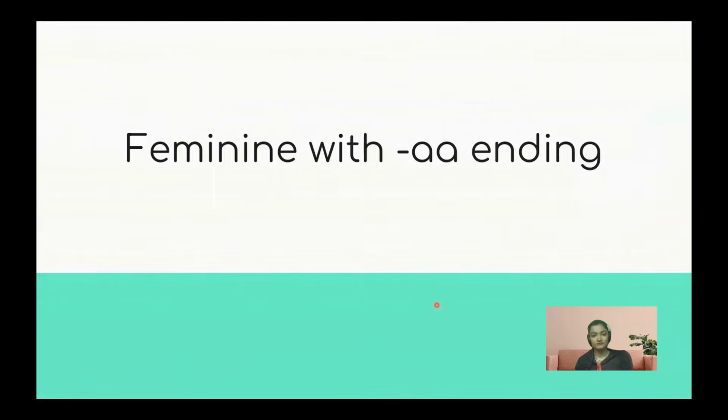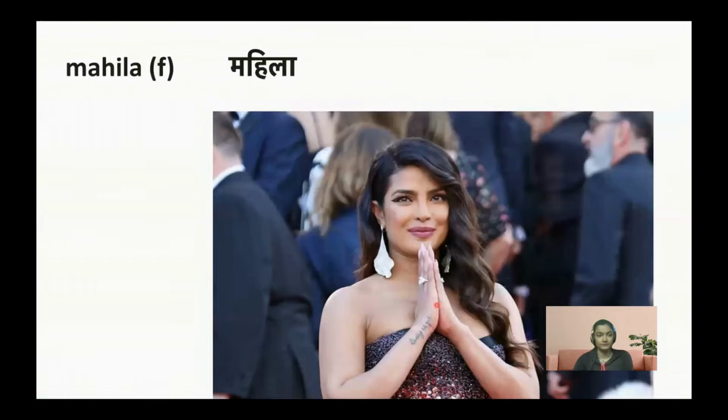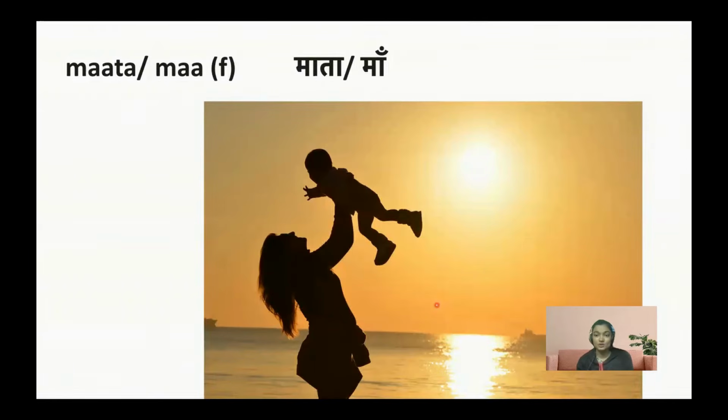Next, look at some feminine nouns with a ending. First one being mahila. Mahila means woman, lady. Mahila ends with a, but it means a woman, it means a lady, so it's a feminine word. Earlier we saw pita ends with a, that's a masculine word. But here the word for mother is mata, or even ma, for mom, for mother. This also ends with a, but it's a feminine word.